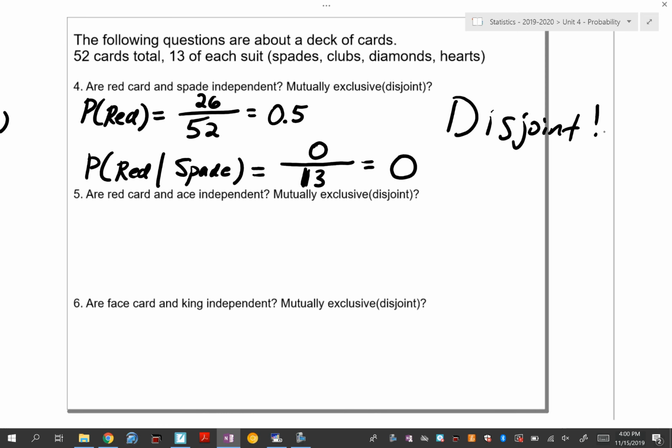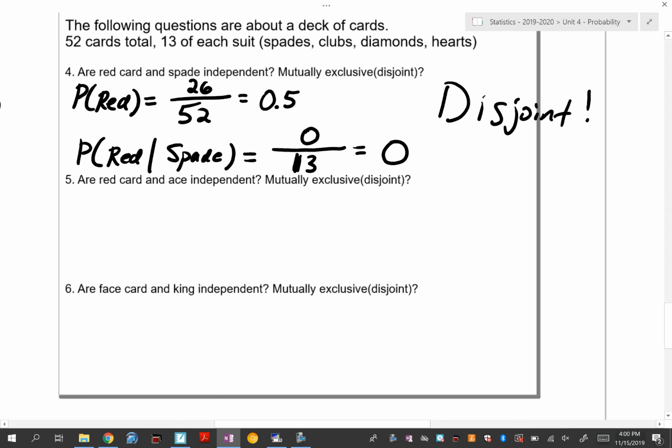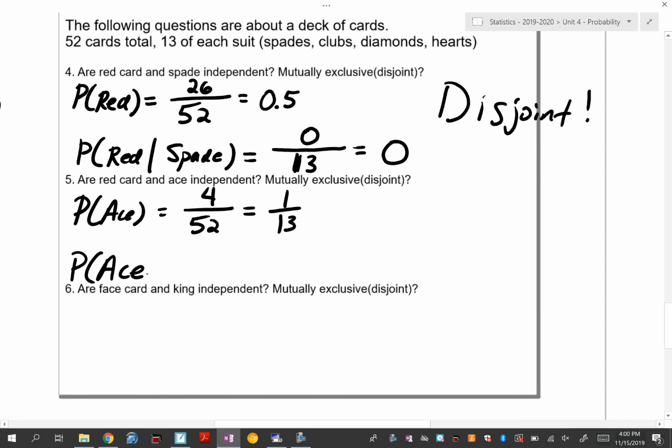All right. We got 2 more. We can do this. Number 5. Are red card and ace independent? Guillermo, pick one. Red or ace? Ace. Okay. Out of 52 cards, how many are aces? No, 4. There's only 4 aces, right? So that's 1/13. Whatever that is as a decimal, I don't care. So I'm going to rewrite ace, but now what's my condition? Red. My condition is that it's red, the other one.